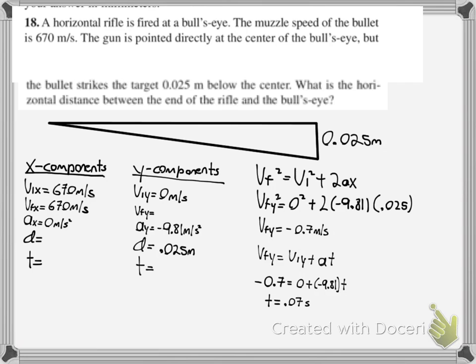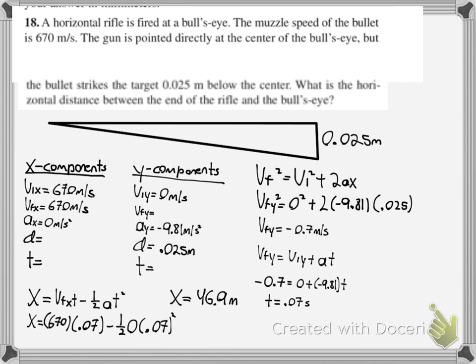Therefore, using the time that we found using the y components, we can plug that time into our x component equation, where displacement is equal to our final velocity in the x times our time minus 1/2 of our acceleration times our time squared, to give us that the displacement in the x is equal to 46.9 meters.